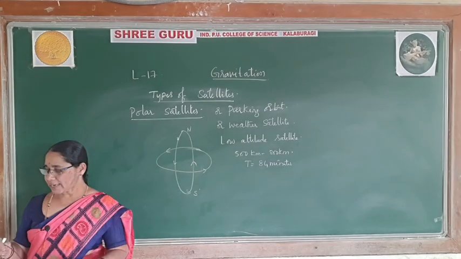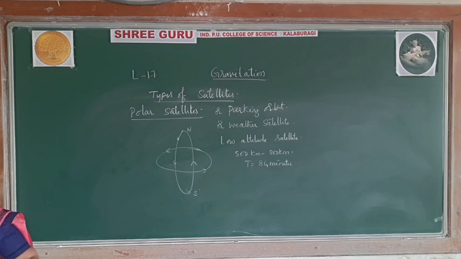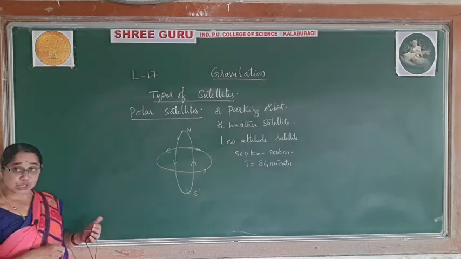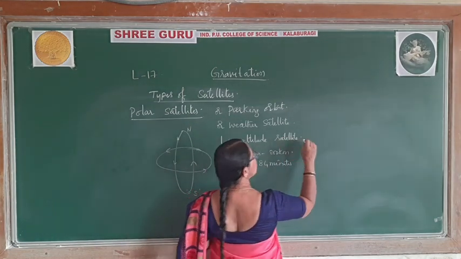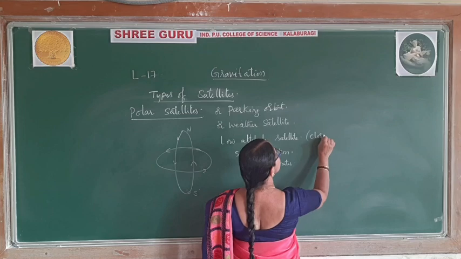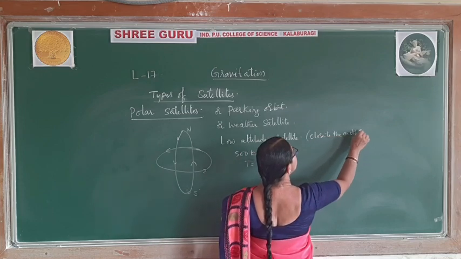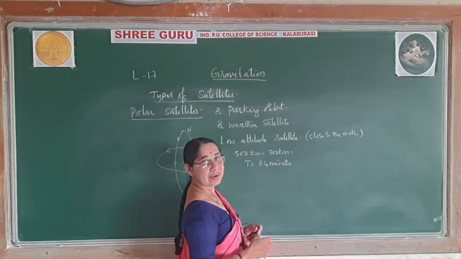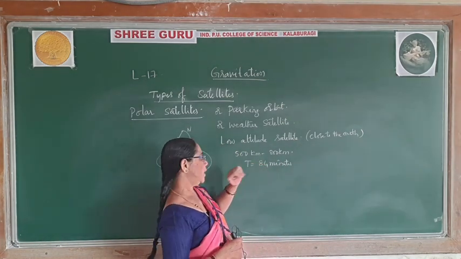The time period is very small for this satellite, which is moving very close to the earth. So, we call it a low altitude satellite because it is very close to the earth. One more point, the height is very small, and at the same time the time period is also very small, 84 minutes.